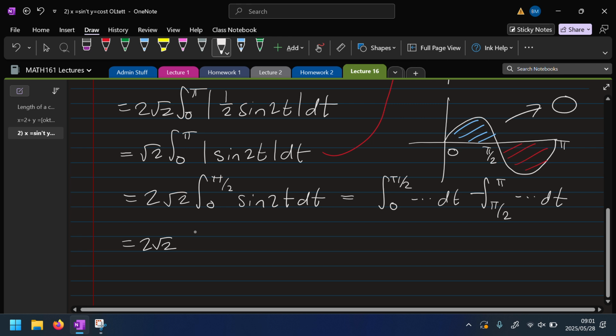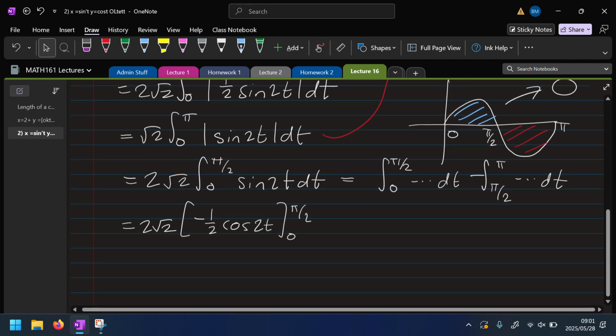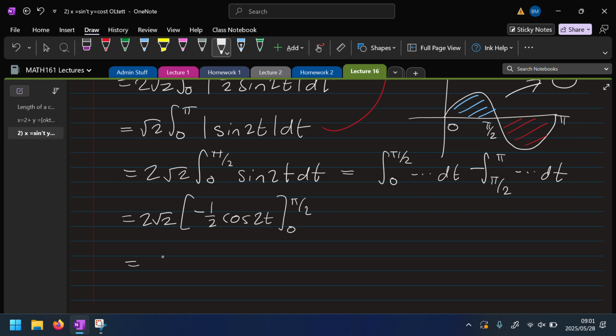So we get 2 root 2. Integral of sine, that's minus cosine. So we have minus 1/2 cos 2t from 0 to pi over 2. Then you just substitute pi over 2 and 0, and we end up with 2 root 2. Any questions on this one?